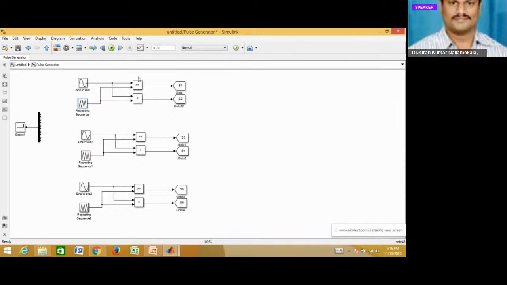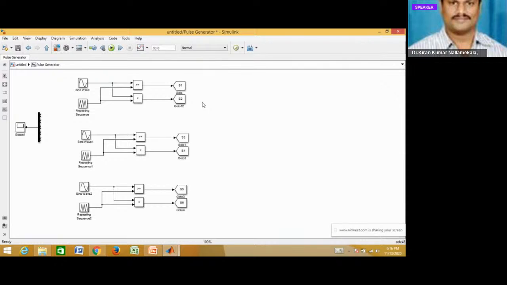With this, the logic I told you: the first terminal is connected to the sine wave, the second terminal is connected to the triangular wave. So this block generates high if the sine wave is greater than the triangular wave. We are giving the same signal to S1. If it is less than, then that is given to S2.